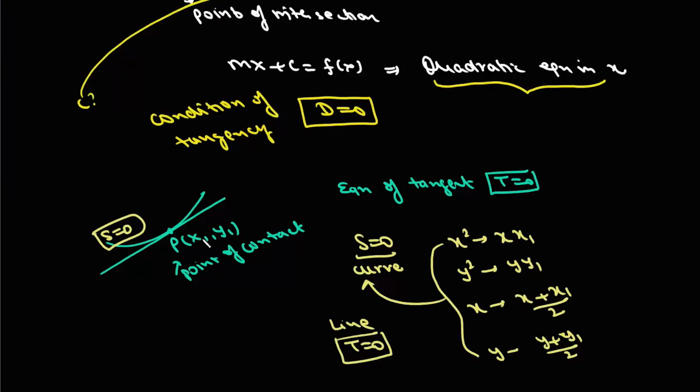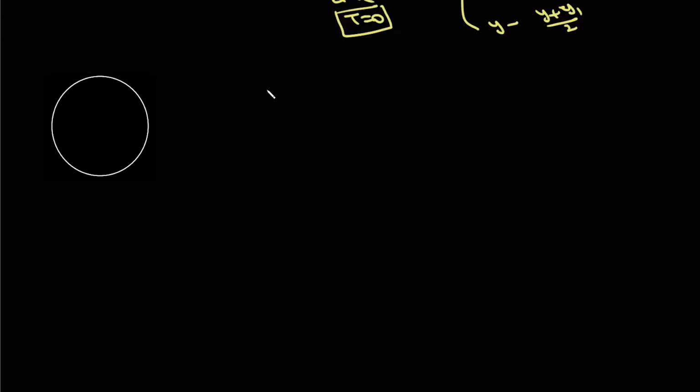So these are the two prerequisites that we must know. Now we'll begin our discussion with equation of tangent to a circle. Now suppose we have this circle whose equation is x square plus y square equals a square. Center at origin and radius equals a. So we have this circle with center at origin and radius equals a, and we have to find condition of tangency to this circle.